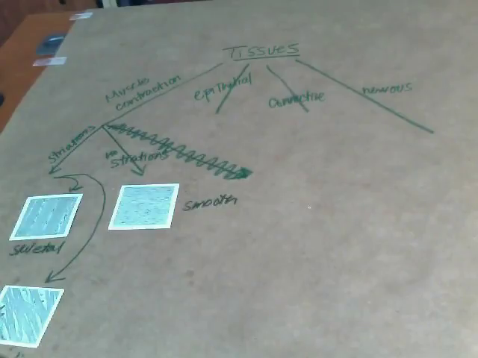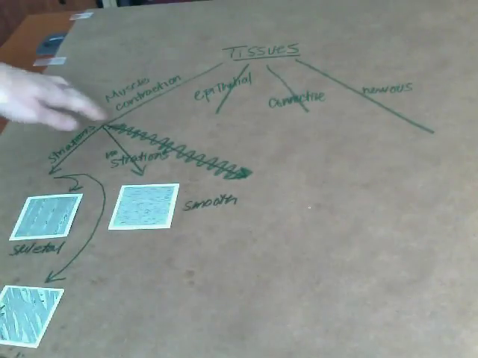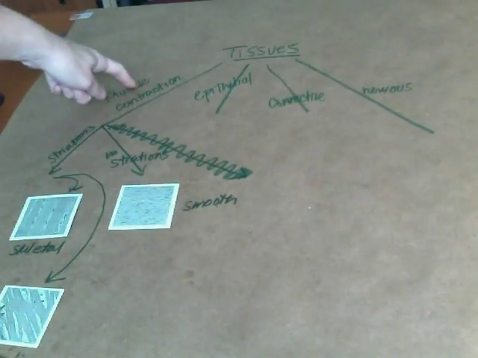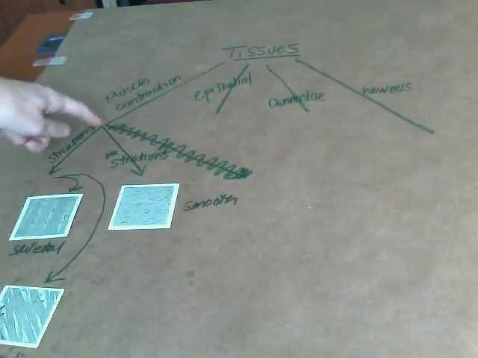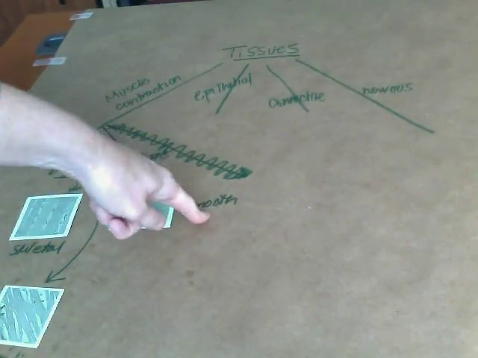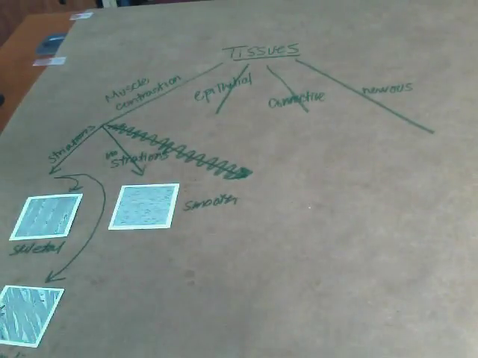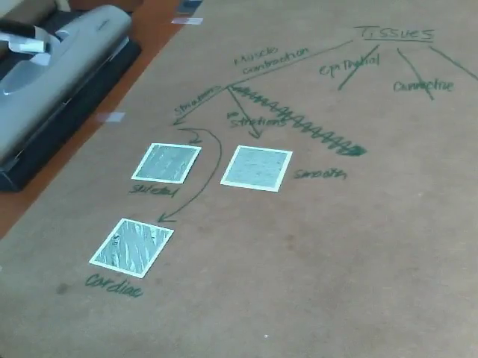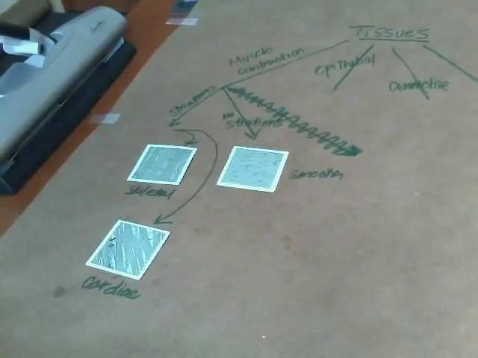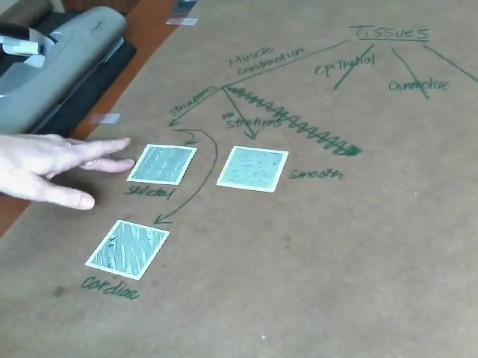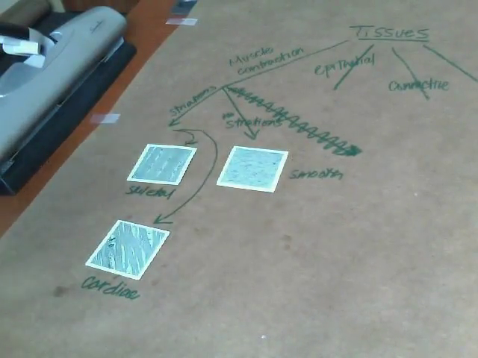So I've just helped myself so that if I know that I have muscle, it's going to contract. If I don't see striations, it has to be smooth. And if I see striations, then I have 2 choices. So let me think about listing what's different between skeletal and cardiac. What's the difference between skeletal and cardiac?